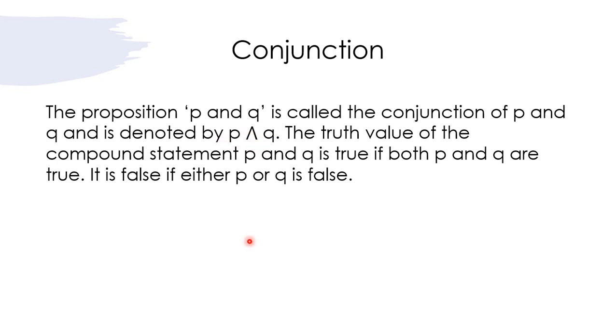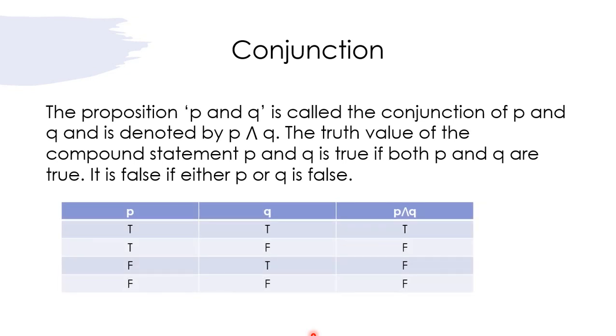The truth value of the compound statement P and Q is true if both P and Q are true, and it is false if either P or Q is false. Hence, the only time the conjunction is true is when both P and Q are true.